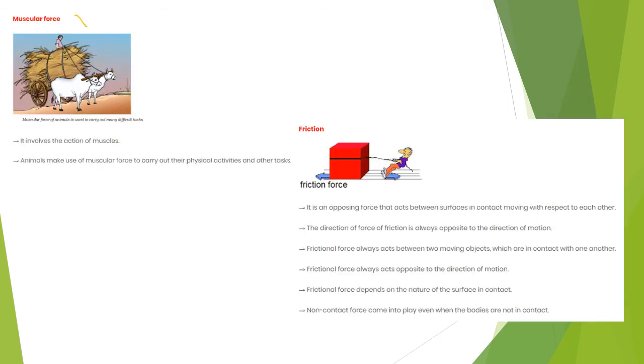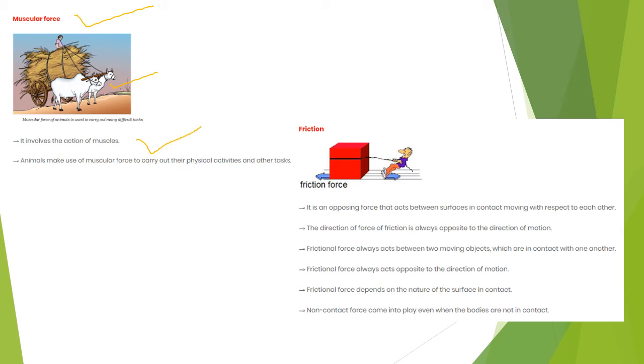Number one is muscular force. Okay. The muscular forces are those which involve the actions of muscles. That means to carry out any kind of action, muscles are used. For example, here the bullocks are there. Okay, bullock cart and bullocks are there.